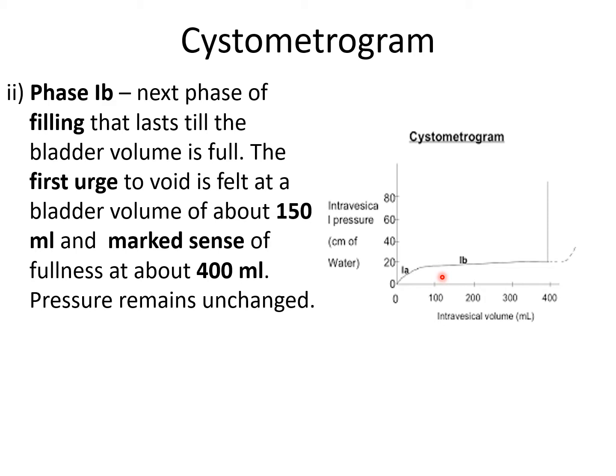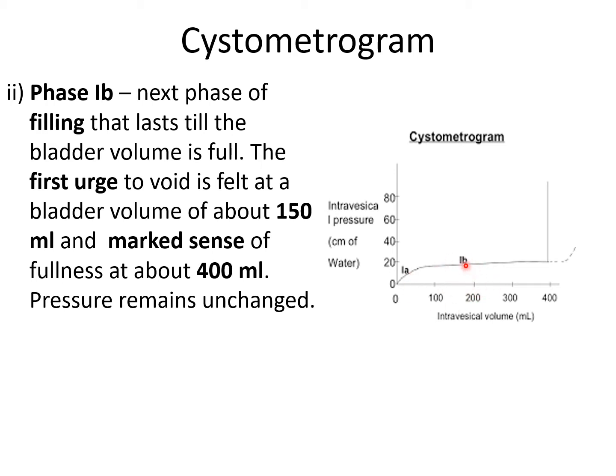This is the second phase, which is called phase 1B, the second filling phase. In 1B, which lasts till the bladder is full, there is gradual increment of the volume of the urinary bladder, but almost no change in the pressure of the bladder wall. And when the volume is nearly 150 ml, there is the first urge of micturition.